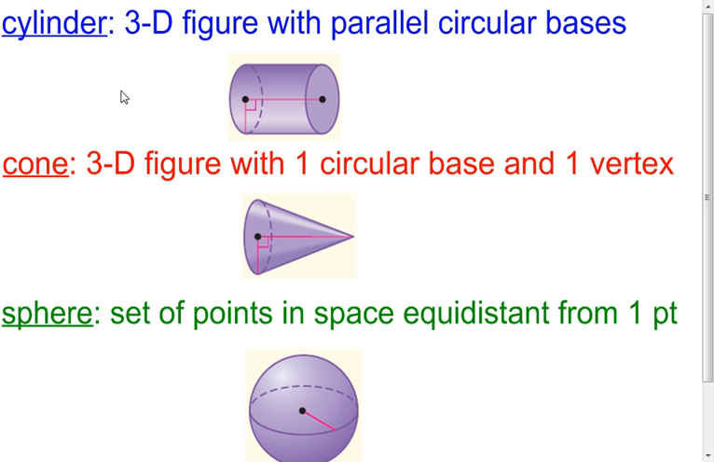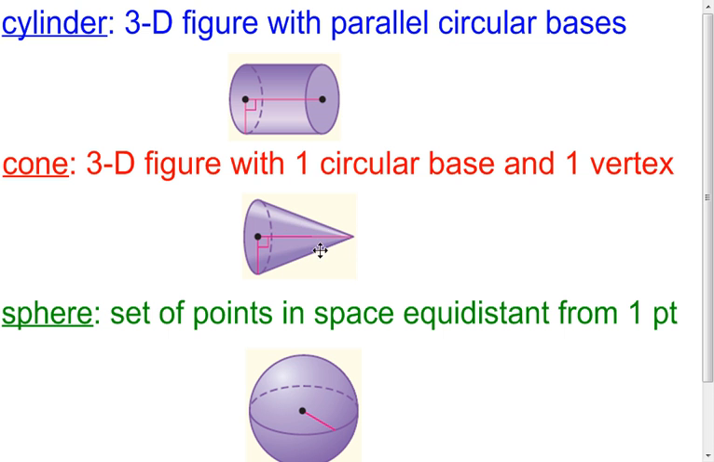Now, these are not polyhedra because they don't have flat faces. So these are classified as totally different. But your cylinder is kind of like a prism because it has these 2 faces that are circles that are parallel and congruent. And then you just have a big rectangle that wraps around it. The cone is kind of like a pyramid, but again doesn't have flat faces. But you do have this circle, and then kind of the sides, if you want to think of it. They're not sides, but they all go back to one point.